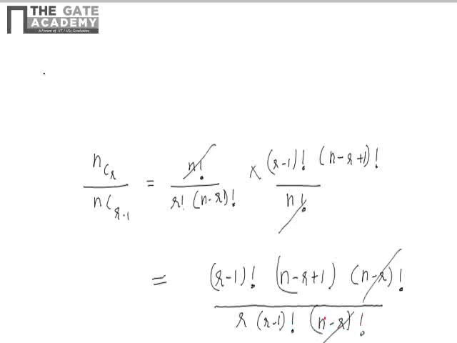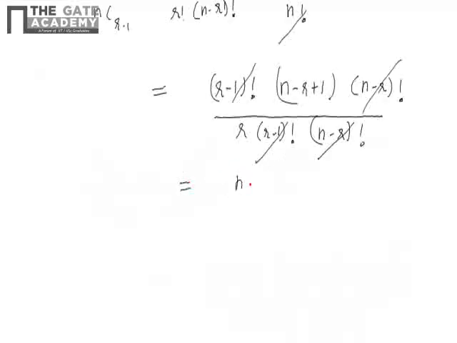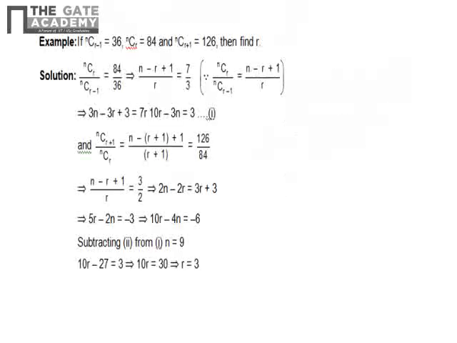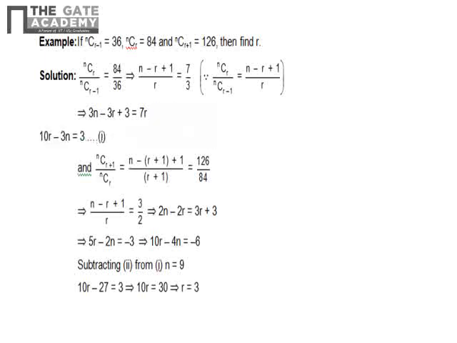This will get cancelled, this will get cancelled, so you'll get (n minus r plus 1) upon r. So I think now it is clear how to derive these things. After solving the first two things, we'll get this equation is equal to 7 by 3. After solving this, I'm getting one equation, that is 10r minus 3n is equal to 3.